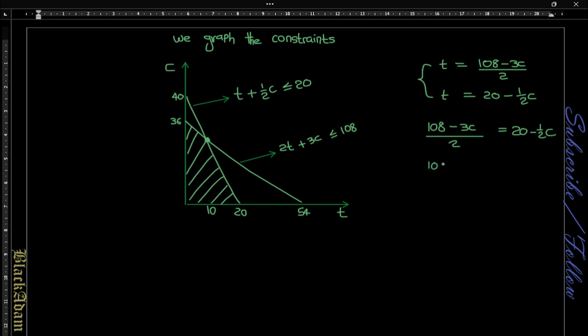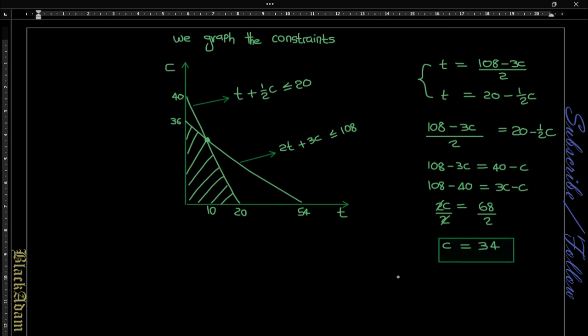Multiplying both sides by 2, we have 108 minus 3c equals 40 minus c, because half times 2 is 1. And then from there we put constants together: 108 minus 40 is going to be 3c minus c. So we have 2c equals 68, since 108 minus 40 is 68. Dividing both sides by 2, we have c as 34.